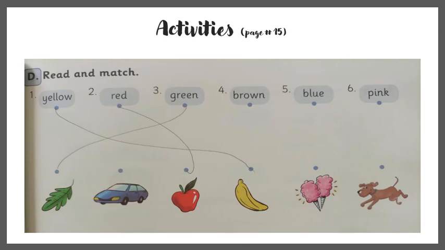Okay, there's another activity on your page number 15. It's very easy. Read and match. You can read the colors. These are the colors, and you can match them. The first one is yellow. The banana is yellow. The second one is red. The apple is red. Green leaf is green. Brown, the dog is brown. Blue, the car is blue. And pink, the ice cream is pink.